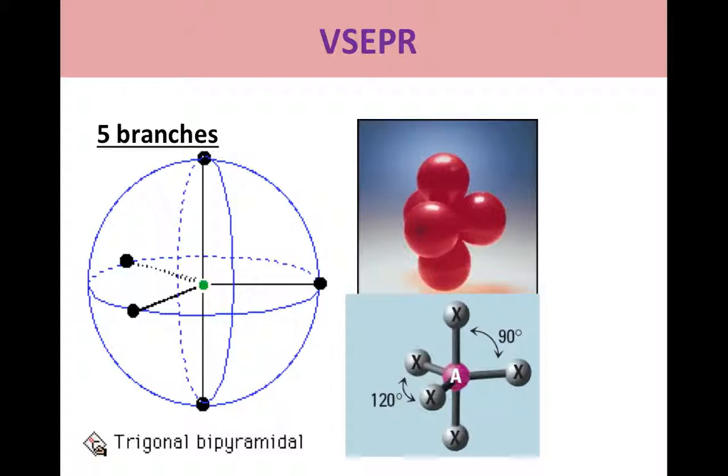then bipyramidal. Two different angles here. So if we look at the bond angle between these two, you get 180 degrees, or here. So therefore this is 90 degrees, right? And then between these three, you get 120, and 120. So 90, 90, 90, and 120. Okay, so that is five branches, and the name for it is trigonal bipyramidal.